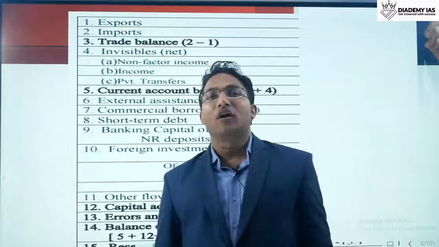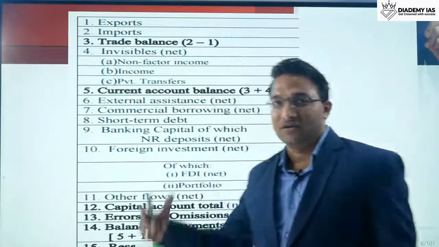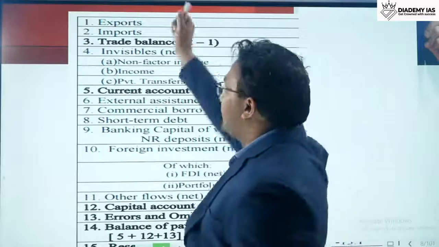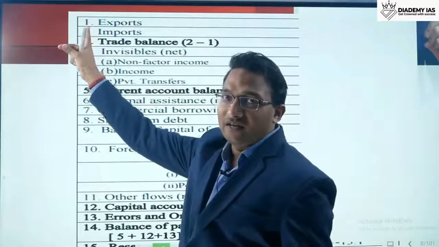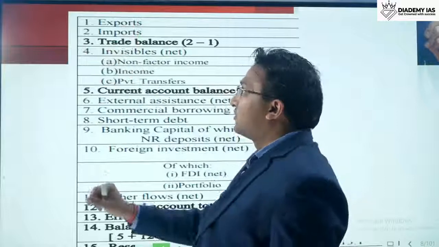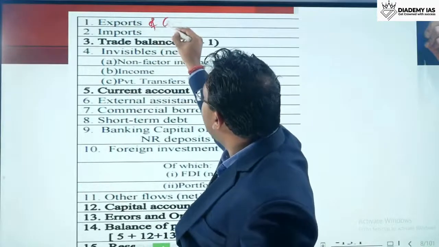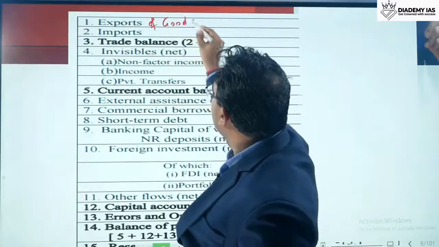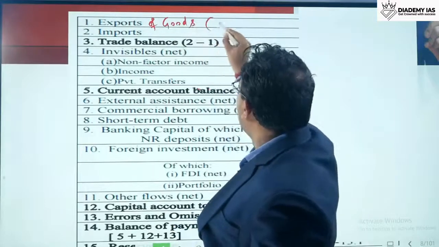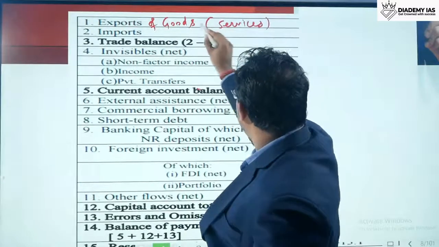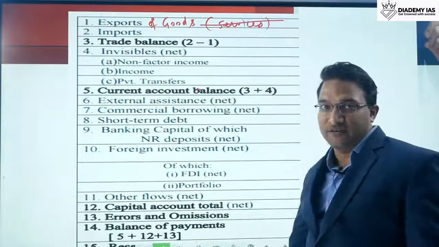So friends, this is the model of balance of payment statement. Now we will discuss each and every line of this statement. First line, it represents exports. Export of goods. Right? So this is talking about export of goods, not the export of services. So it does not talk about the export of services.